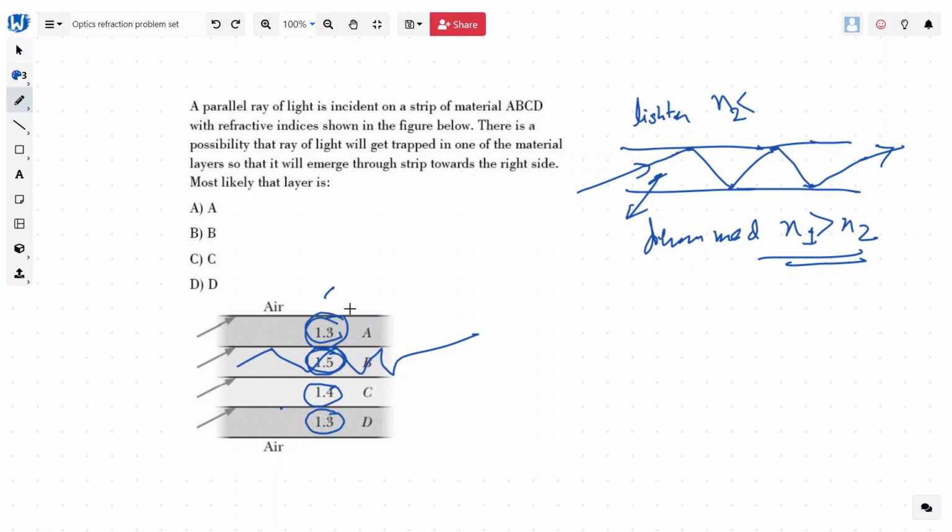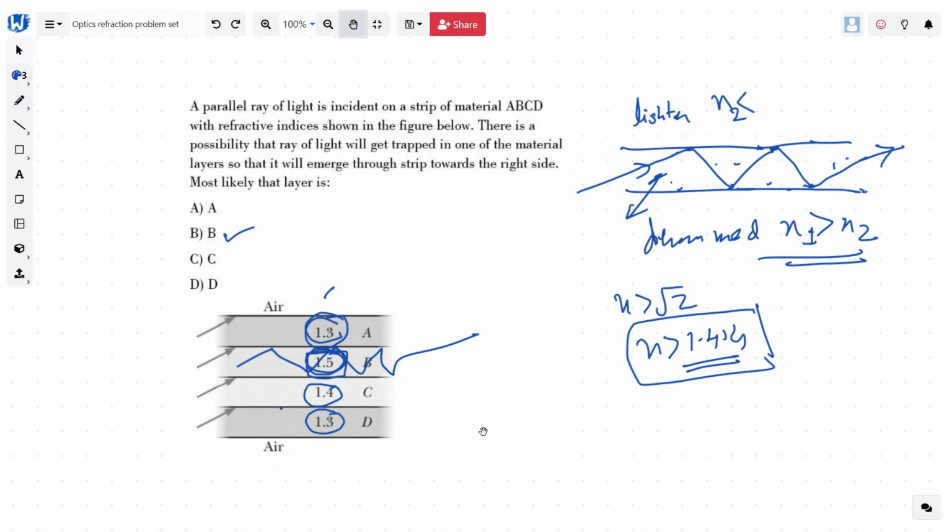Now we also know that for the total internal reflection, at least the n value has to be under root 2, or n has to be greater than 1.414, right? So that is the second condition for the total internal reflection in pipes, which you remember that formula. Hence the only condition which satisfies this is B, and hence B is the correct answer.